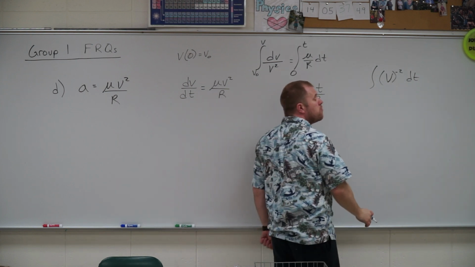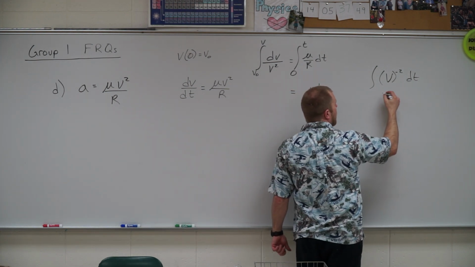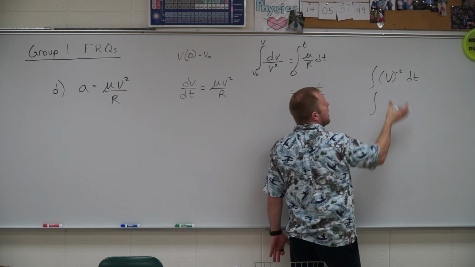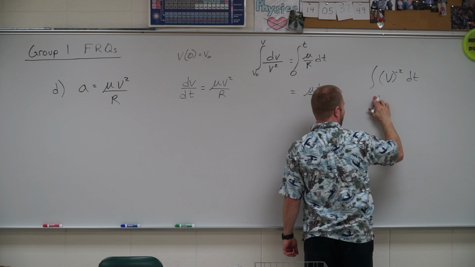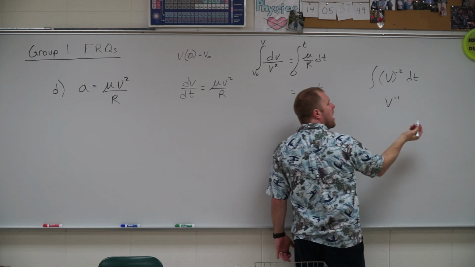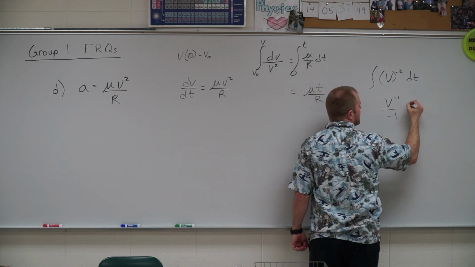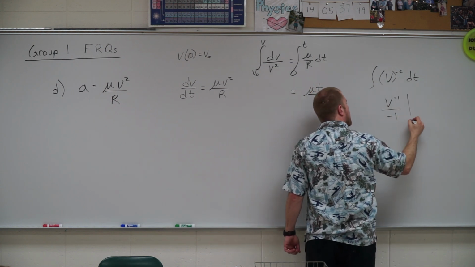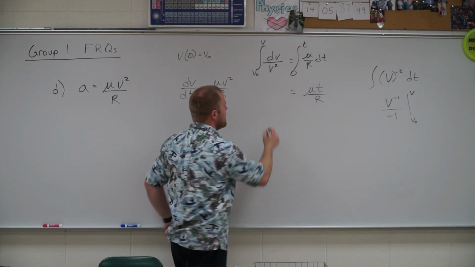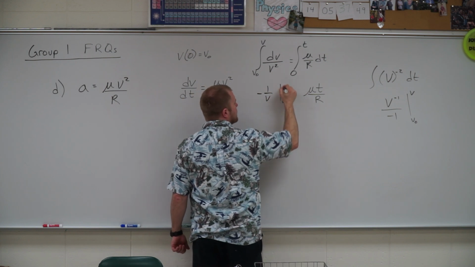All right, so we need to bring it down 1. So I bring it down 1, so I get actually, I'm sorry, I bring it up 1. I don't even know how to integrate. All right, I bring it up 1, so I get v to the negative 1, and then I divide by my new exponent. And that's evaluated from v naught to v. So really I'm left with negative 1 over v evaluated from v naught to v.